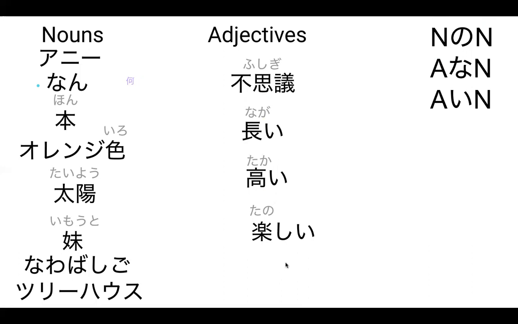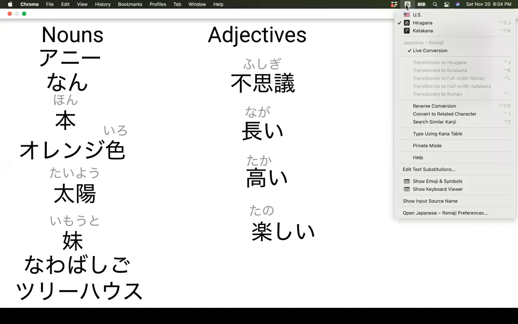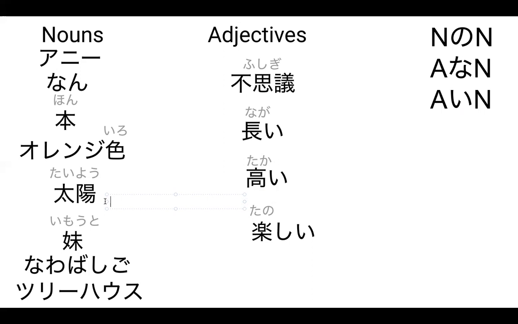Orenjiro, which is just orange. Yep. Taiyo. No, that's hiragana. Taiyo means sun. Clear that. So what does taiyo mean? Means sun. Yes. How about imoto? Younger sister. Yes.